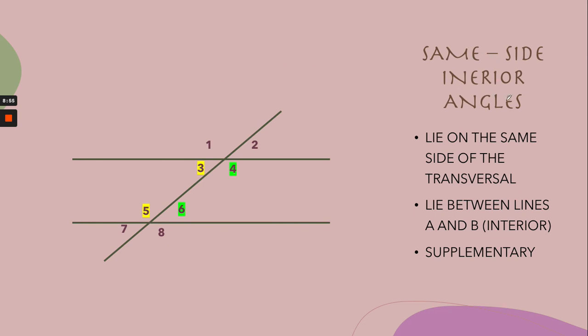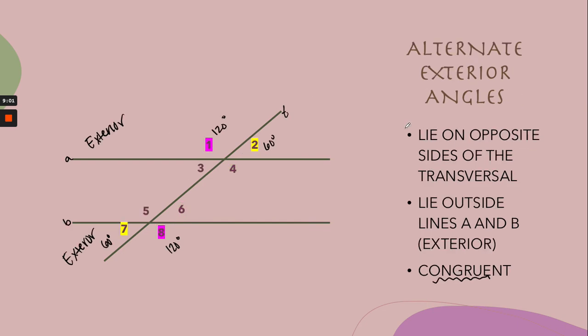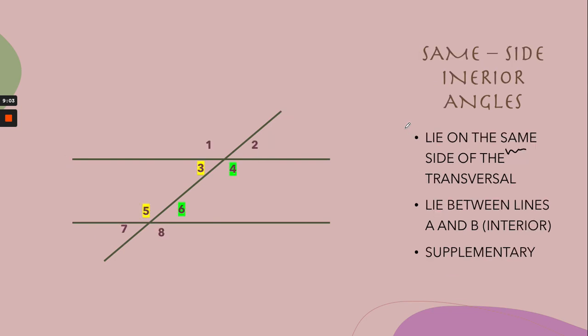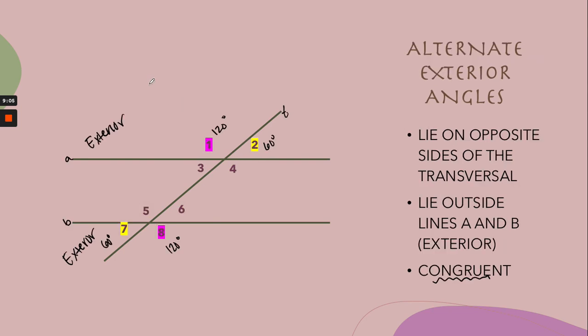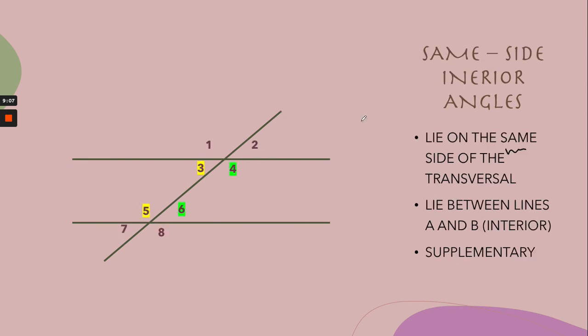We have same side interior angles. These are on the same side. Same side interior angles are on the same side of the transversal, so line T. So they're both either going to be on the left or both on the right. And they're between lines A and B. They're in the interior, on the same side of the transversal.